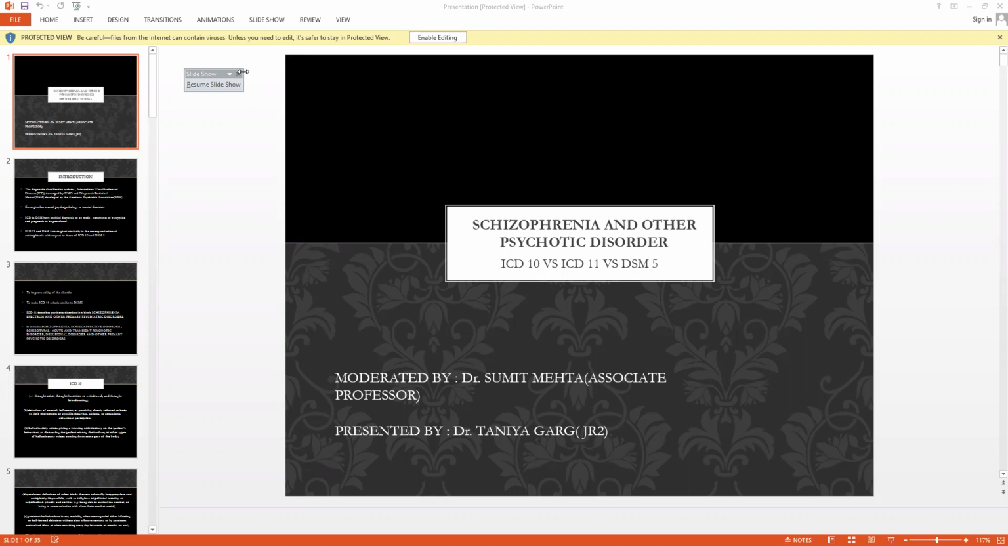ICD-11 and DSM-5 have made similar changes in the description of schizophrenia. Both remove the subtypes of the disorder. DSM-5, like ICD-11, incorporated a symptom specifier in the assessment of the clinical manifestation of schizophrenia. In DSM-5, the symptom specifiers are delusions, hallucinations, abnormal psychomotor behavior, negative symptoms, cognitive impairment, depression, and mania.